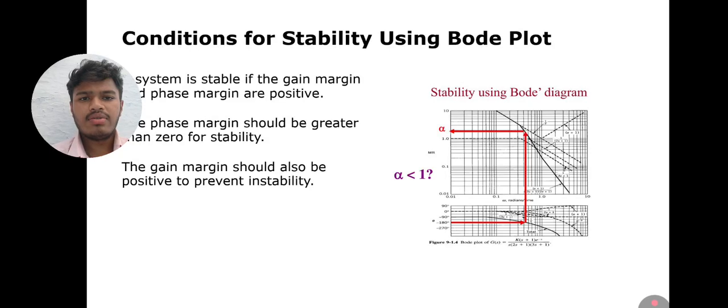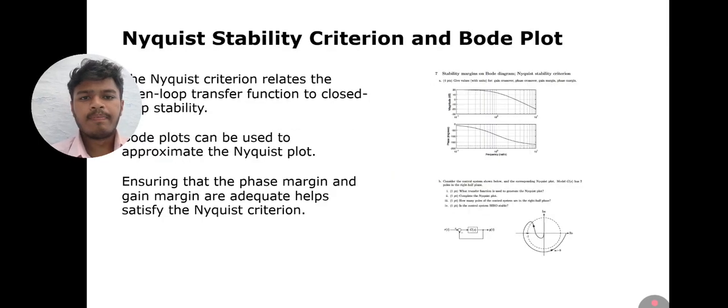Conditions for stability using Bode plot. The system is stable if the gain margin and phase margin are positive, where phase margin should be greater than zero for stability. The gain margin should also be positive to prevent instability.